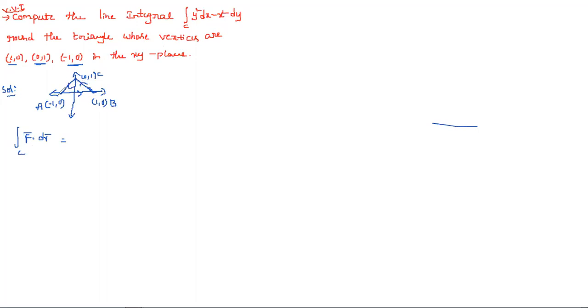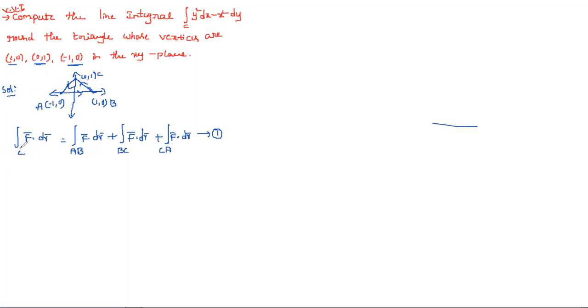It means in total how many lines is it forming? Total 3 lines are formed, right? Integral over AB, one line, of f bar dot dr bar, plus another line BC, integral of f bar dot dr bar, and next another line CA. So this is for getting the entire triangle. You need to find those 3 lines and then calculate.